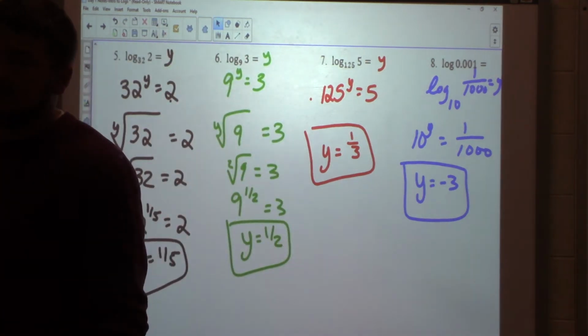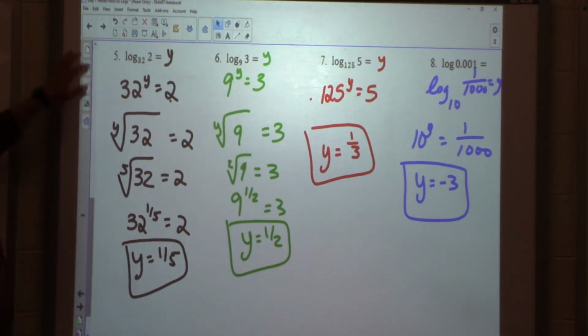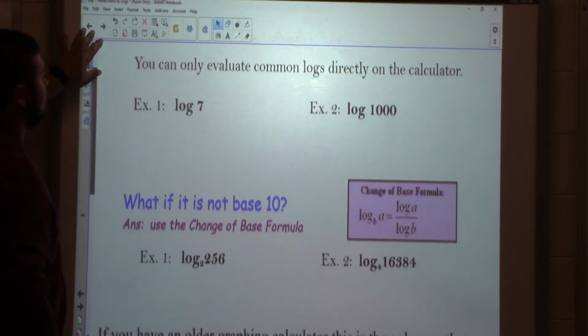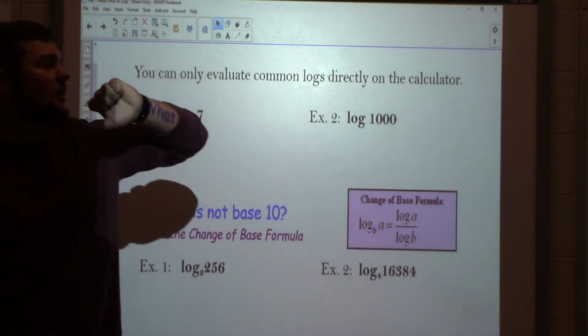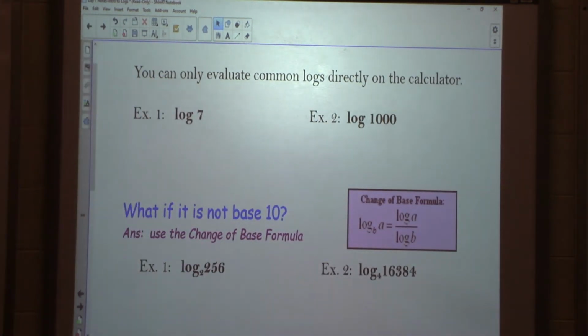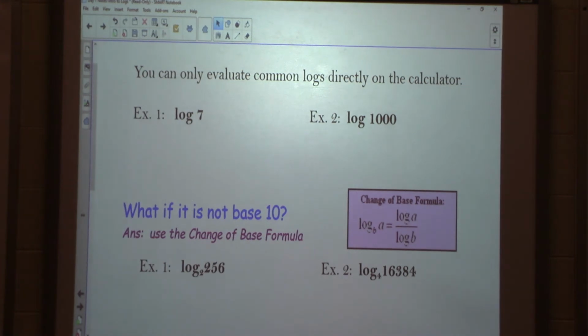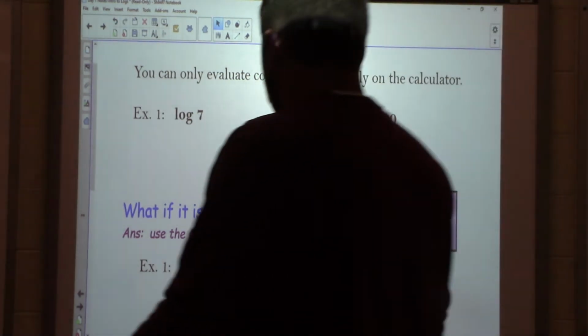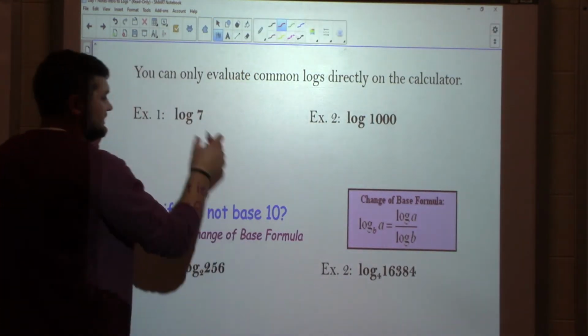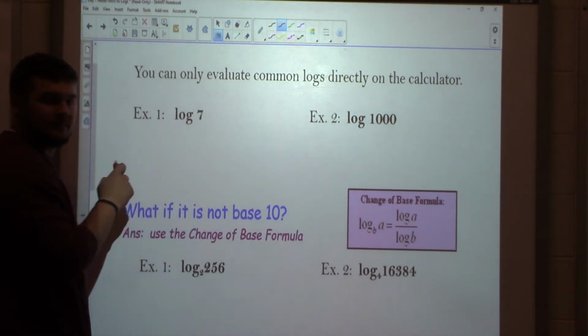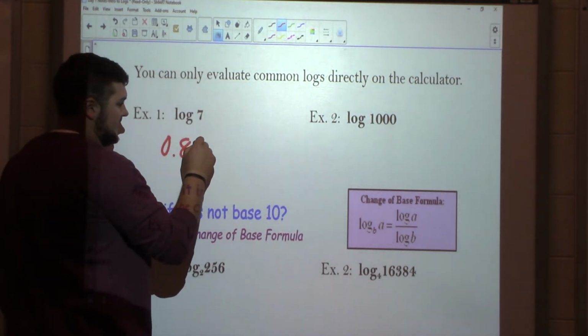No, sir. Alright, then let's learn how to use our calculators really quickly. Get your calculator out. You can only evaluate common logs directly in the calculator. That log button only works for logs to the base of 10. So do log of 7: hit log 7, enter. What do you get? 0.85, rounded.